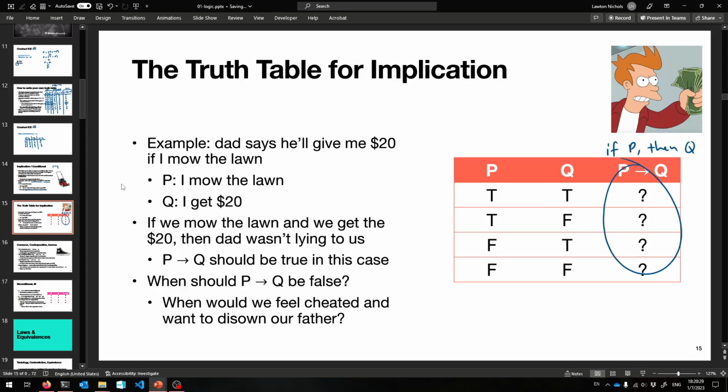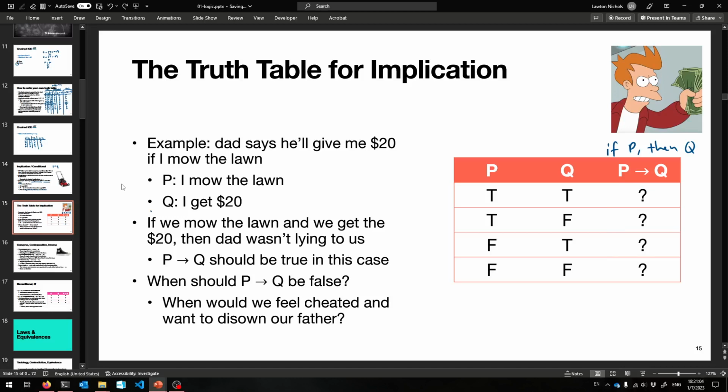How do you know what to put here? My secret, the way that I learned it, the way that I'll teach you, is you think of it in terms of lying and telling the truth, or feeling cheated. So here are all the options for P and Q, as usual. They're just variables. When should P implies Q be true, and when should it be false? I claim that it should be false when you feel like you got cheated in this deal. When it's unfair. That's the false spots. True every other place. So let's do it that way.